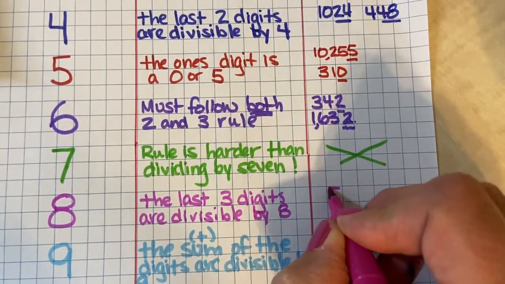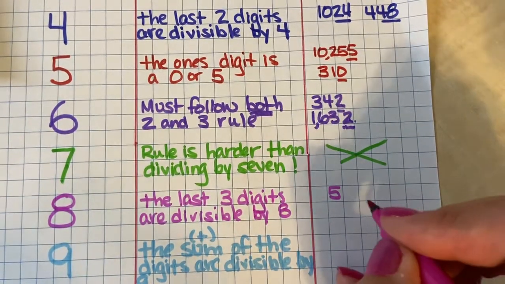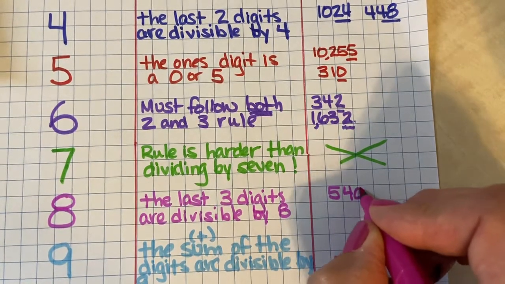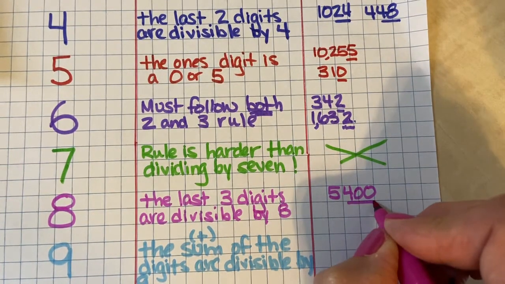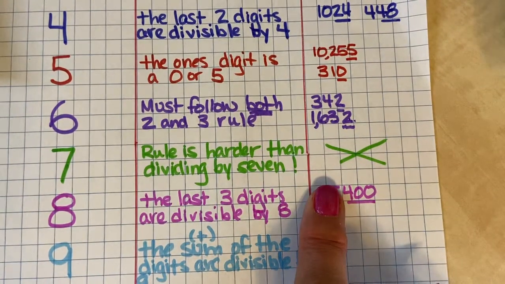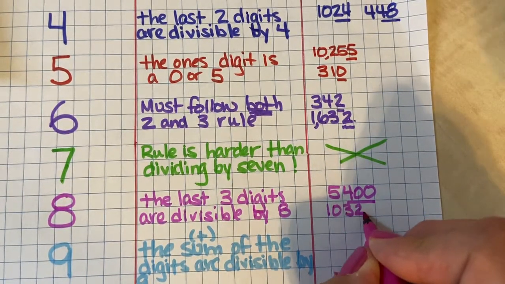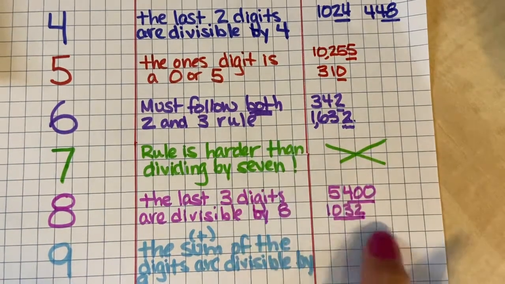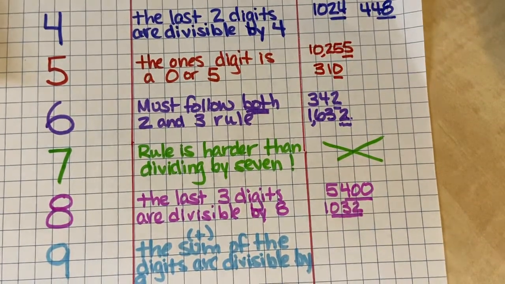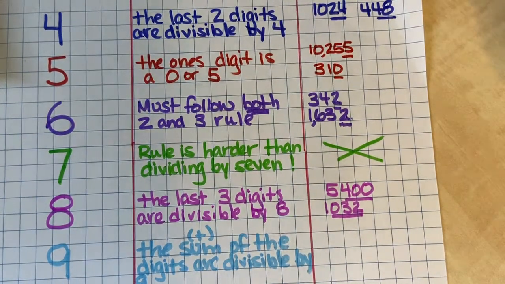So, but an example would be 5,400, okay? Since 8 goes into 400, 8 would go into 5,400, okay? So I look at the last 3 digits. Another example would be 1,032. Since 8 goes into 32, 8 would go into that evenly. All right, so the 7 and the 8 rule are really not that useful.